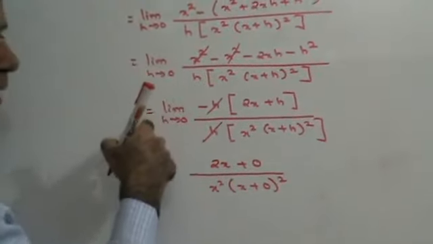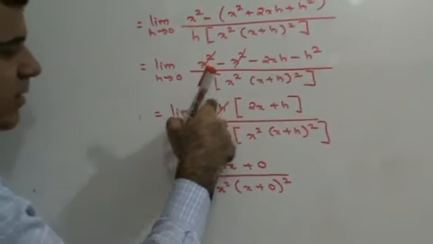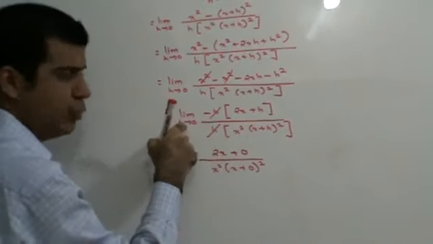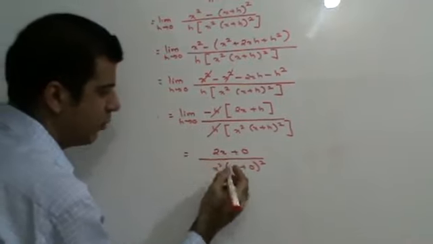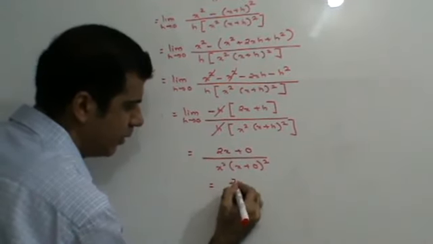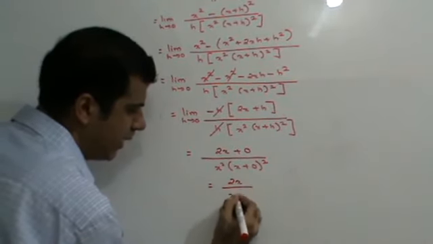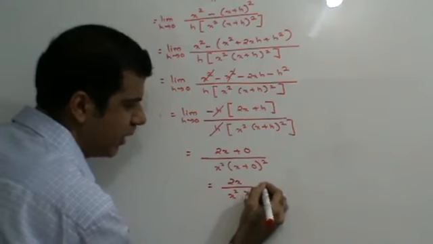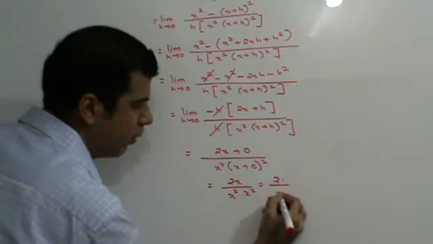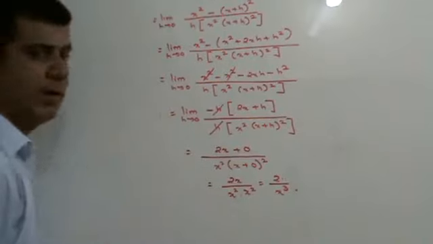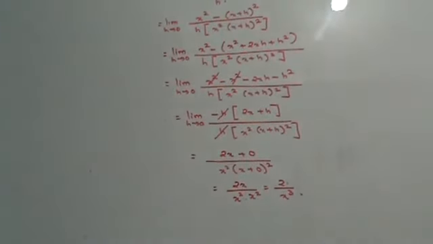Remember, you keep writing the limit until you cancel the numerator and denominator. You do not write the limit only after you cancel the numerator and denominator. Minus 2x upon x square into x square. So this is minus 2 upon x cube. Fine. Let's see another sum of simplification.